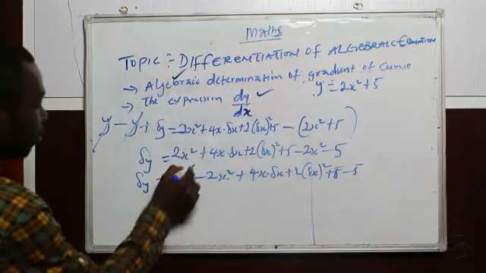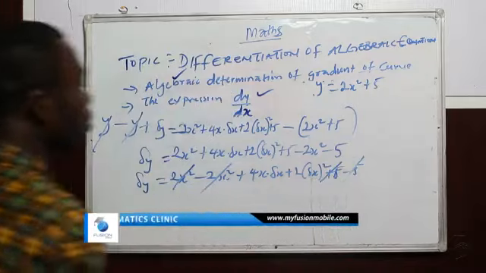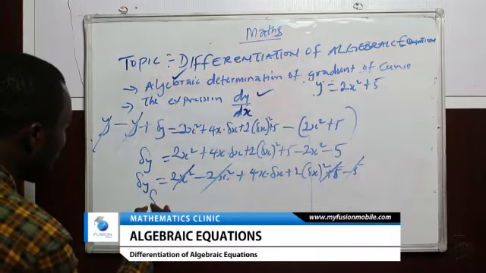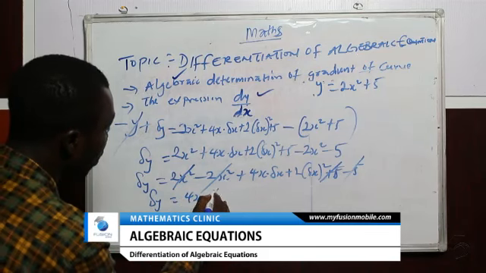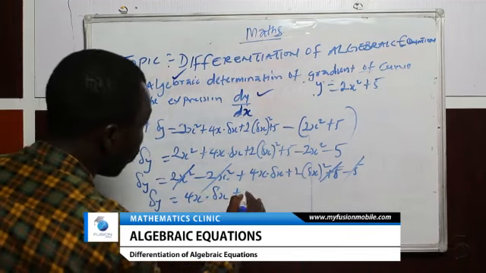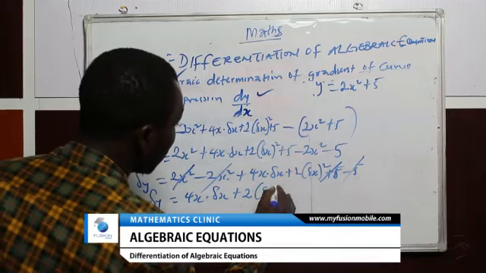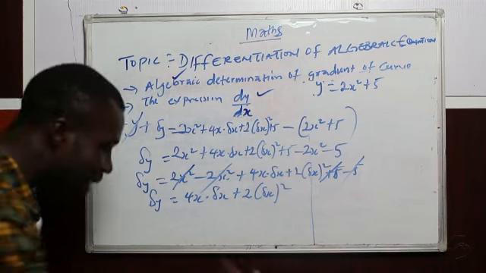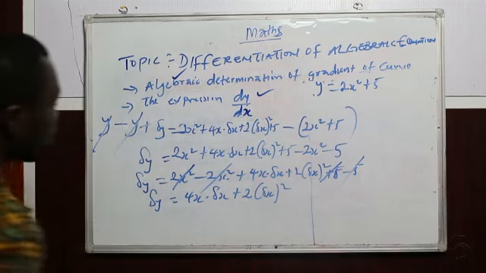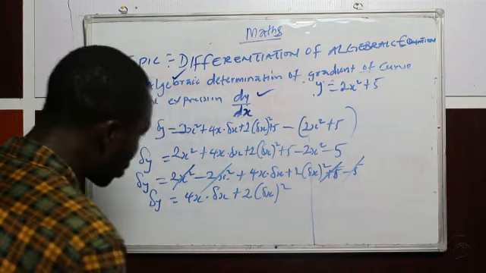2x² minus 2x² will cancel each other. Plus 5 minus 5 will cancel each other. We are now left with Δy equal to 4xΔx plus 2(Δx)². Wow. Now what is the next step we have to do? Because we want to differentiate this equation.